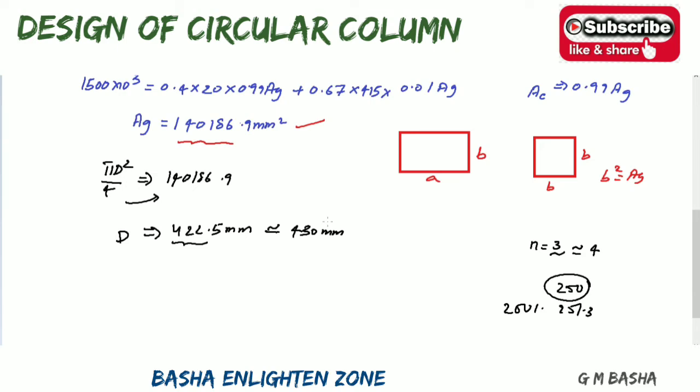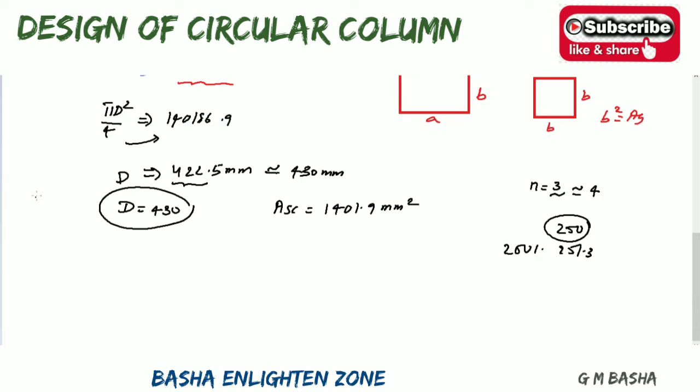Then, choose the diameter of the circular column. The property of the circular column will be equal to 430. For this one, we already know the area of the steel, that will be equal to 1401.9 mm square. So for this one, please provide the bars, the number of bars.